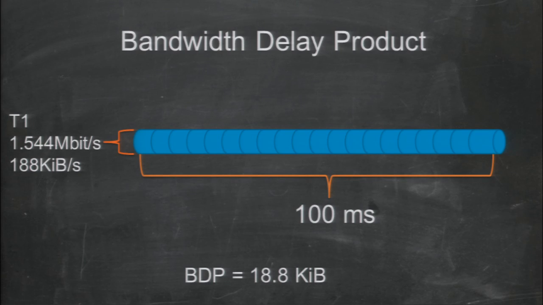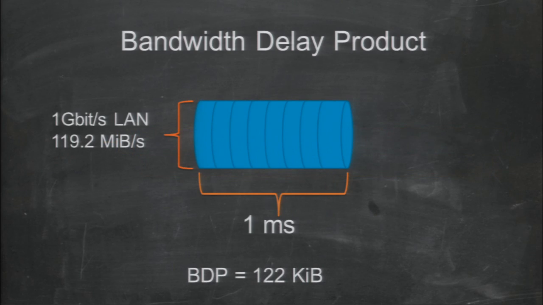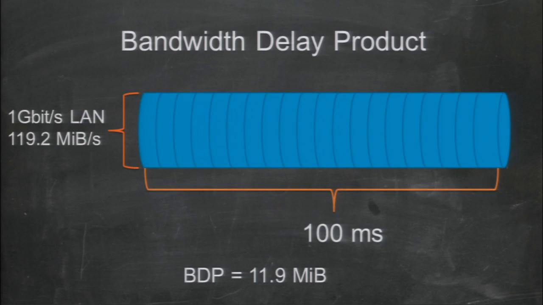So in this example, if I have a T1 line, which moves data at 1.54 megabits a second, and they're 100 milliseconds away, the bandwidth delay product is about 18.8 kilobytes after you convert from bits to bytes and divide by 1024. So not a very large number. If I have a fat pipe and I'm relatively close, say I have a 1 gigabit LAN and I'm 1 millisecond away, the bandwidth delay product is 122 kilobytes. And to take it to the extreme, if I have 1 gigabit with 100 milliseconds, I could put almost 12 megabytes into that pipe.